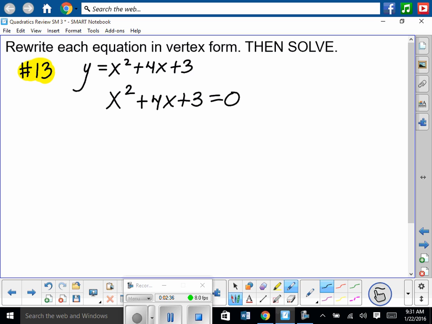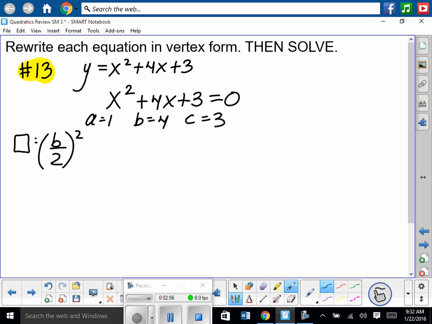Now you check, is it in standard form? Yes. Is my a value positive 1? Yes. So everybody, do you understand that your a value is 1, your b value is 4, and your c value is 3? Do you all understand that? Okay. So then I say, okay, I can start. I'm going to find my square. It's always (b divided by 2) squared.